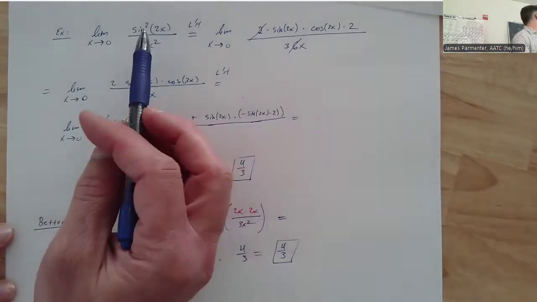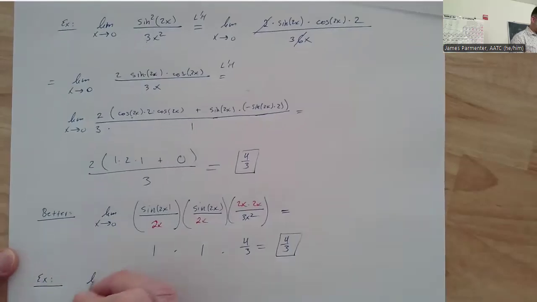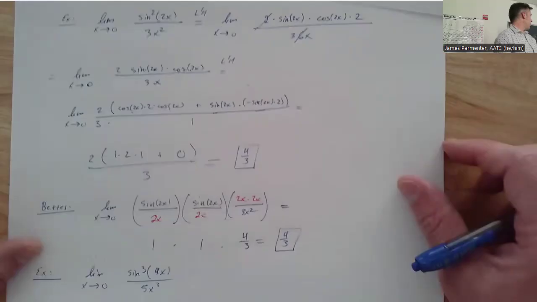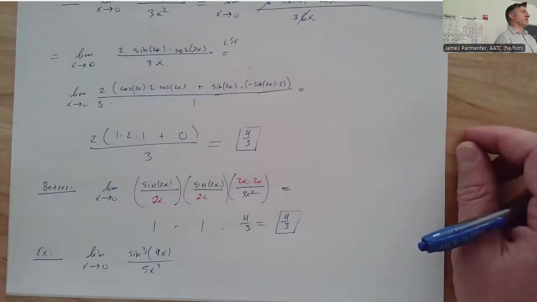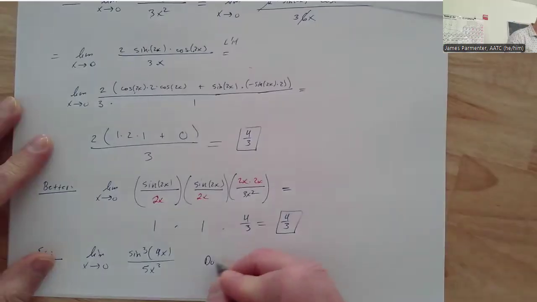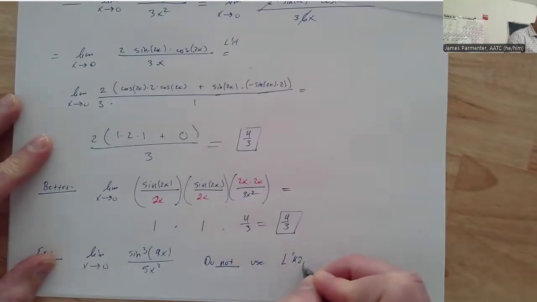Not unreasonable if you have sine squared, but I will tell you, I've done it before. I will not do it here because it is terrible. If it was something like the limit as x goes to 0 of sine cubed of 4x over 5x cubed, the first step's okay. The second step's pretty gross. The third step is ridiculously terrible. Don't do it. Do not use L'Hopital's rule, even though you could.